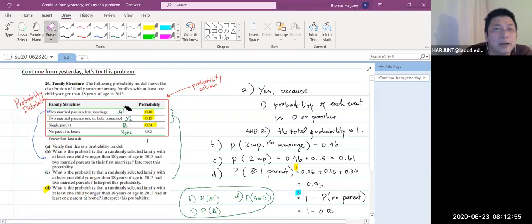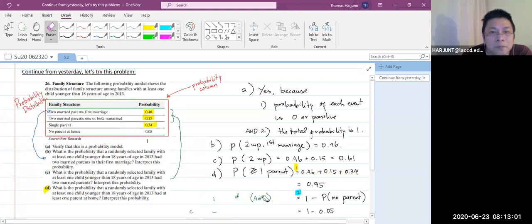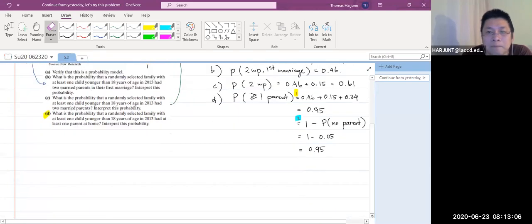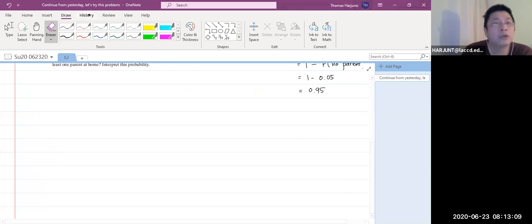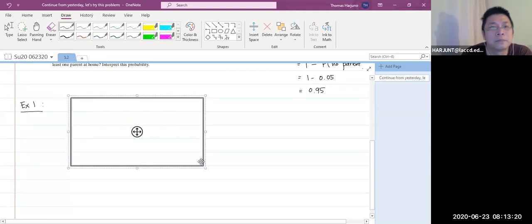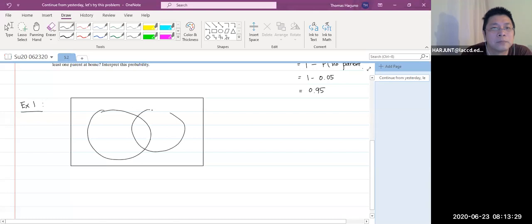Now, let's go back to our lesson, and this is just to warm us up, right? I will do more problems. Let's do this problem. For example, suppose we have a Venn diagram. Okay, still warming up. A Venn diagram of people taking math and people taking English.